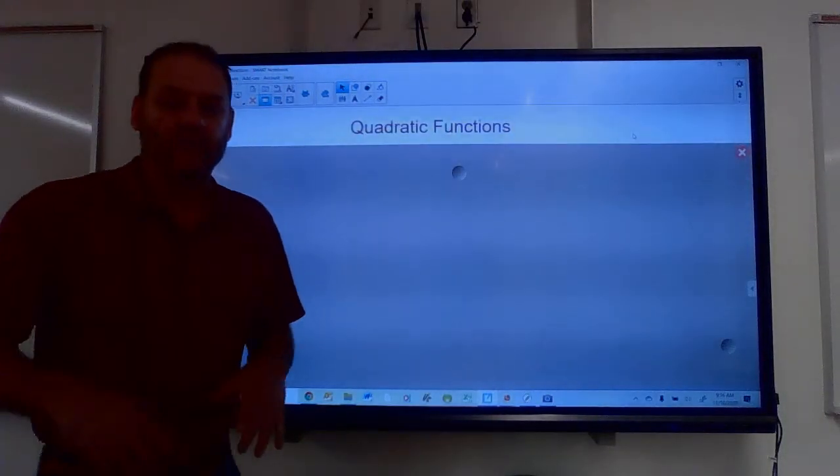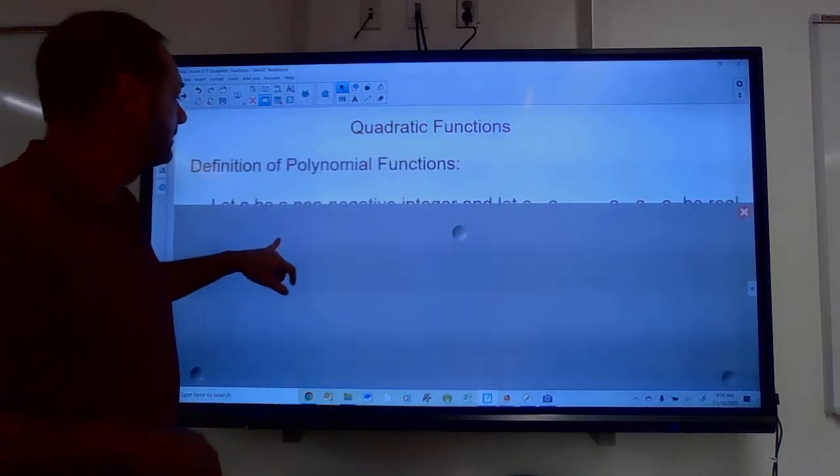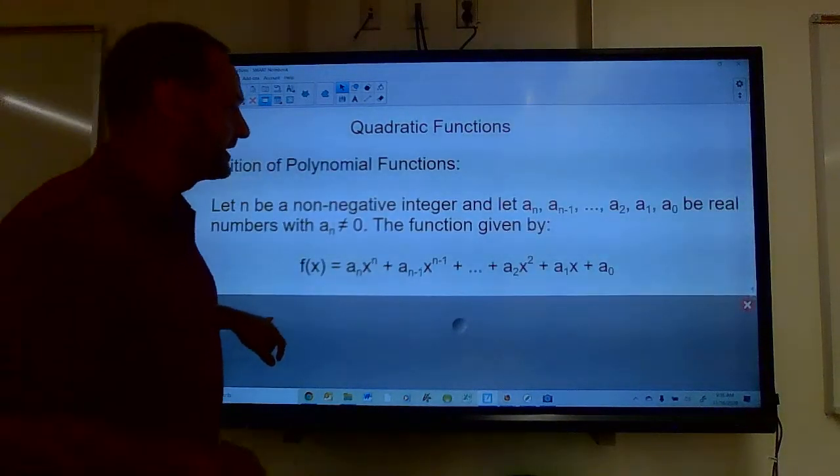Today we're going to talk about quadratic functions. So we'll start out with a definition.